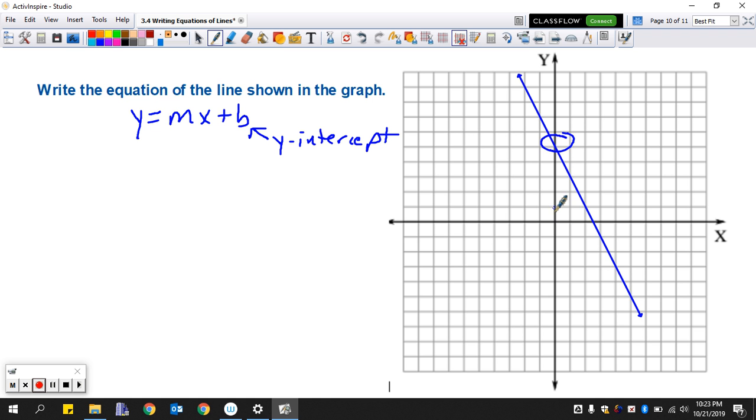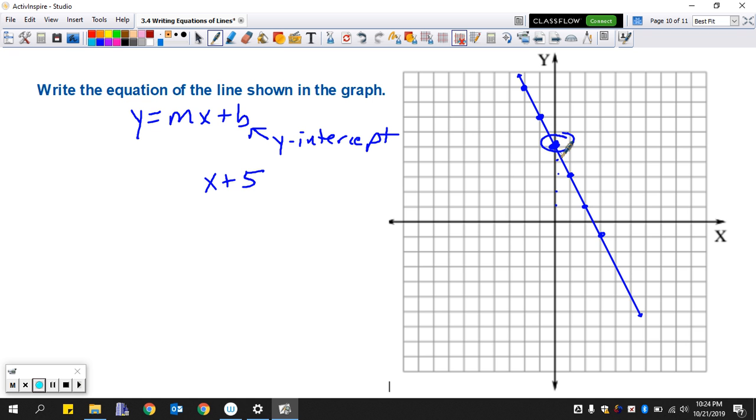In this case, that's 1, 2, 3, 4, 5. Sorry, our y-intercept is 5, positive 5. Okay, our slope. We know that point right there, and we know that here's another point. You can pick any points that you want to. Here's another point here, another point here. There are points all along this line that we know the exact coordinate of.